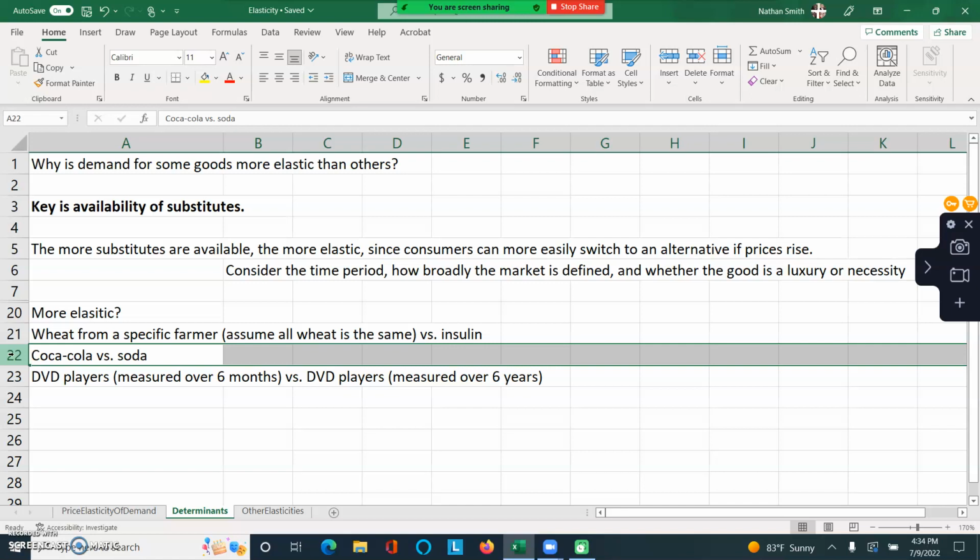All right, one more. DVD players measured over 6 months versus measured over 6 years. As a rule of thumb, measuring over a longer time frame is going to have a higher elasticity because the economy will come up with entirely new products that can make that product obsolete, like DVD players. All right, measured over a 6-month period of time, consumers are going to be less likely to be able to substitute away from that particular product, from their DVD player. So in this case, the higher elasticity is going to occur over the 6-year period.